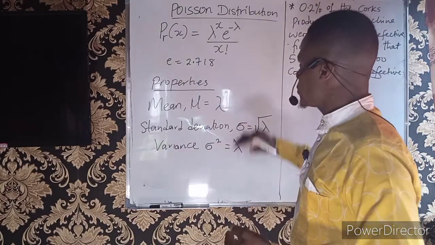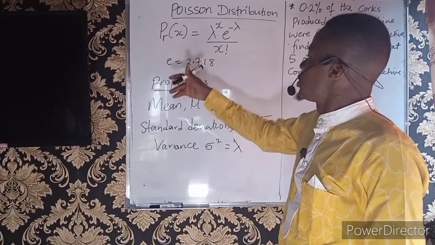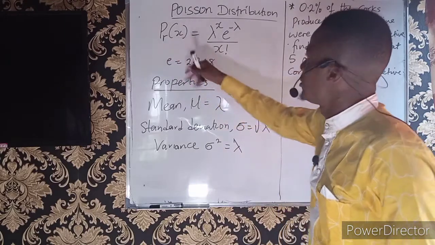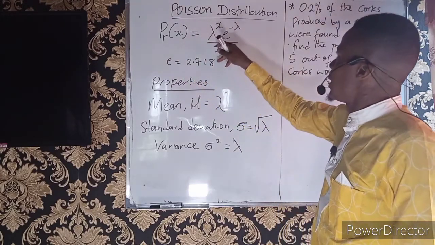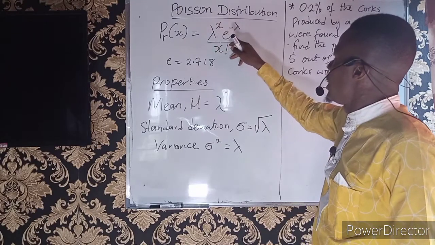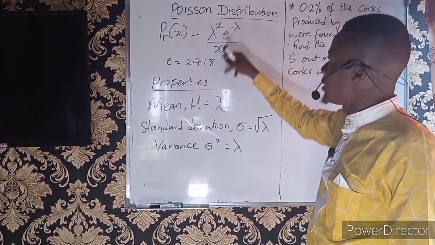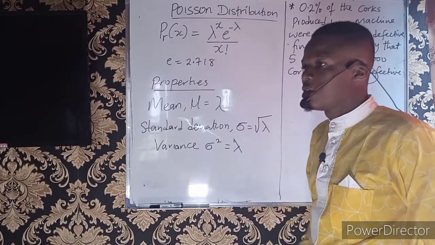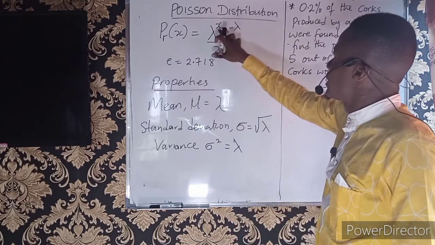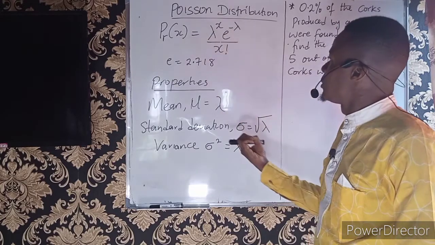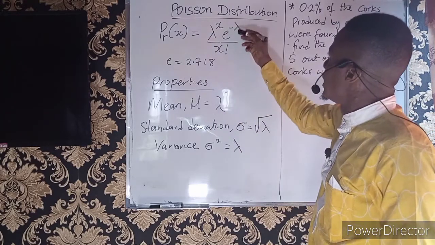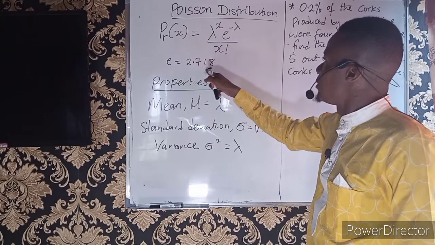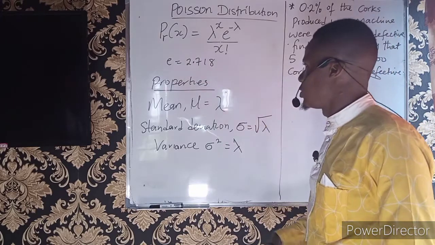Okay, now the Poisson distribution is given by the probability of getting a particular sample, P(x) = λ^x multiplied by e^(-λ), all over x factorial, where this lambda is just the mean, x is the sample size you want to test, and e is 2.718.